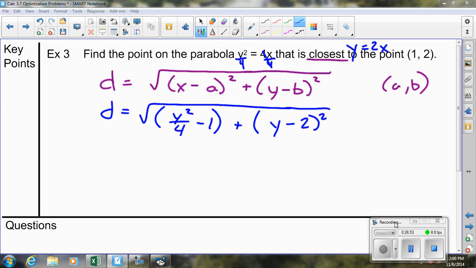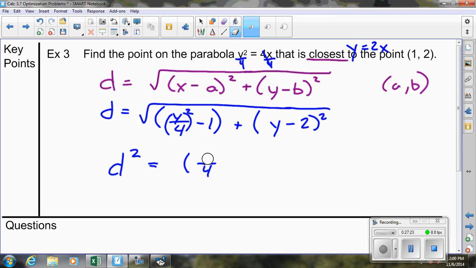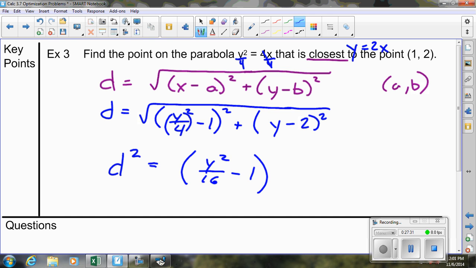In order to make this a little bit easier, if we minimize d and find the smallest value for the distance, that's actually the same thing as finding the smallest value for d squared. And so this is a piece that we will be able to look at. We could minimize this whole piece, which I want to write taller so we can see it a little better: (y squared over 16 minus 1) plus (y minus 2).